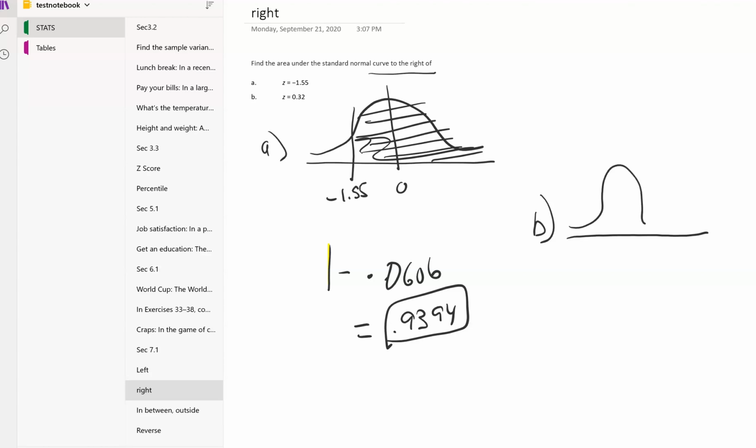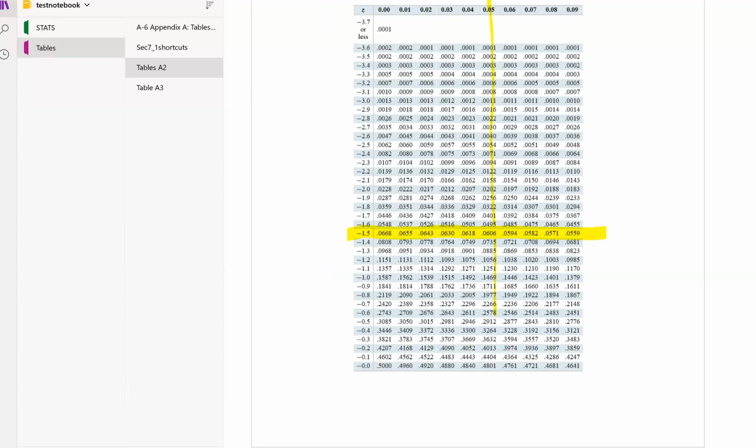All right, the second one, 0.32. This is to the right, so here's 0.32, somewhere here. So I'm just looking at this section, but the procedure is the same. I have to look it up and subtract it from 1. So it's a positive 0.32.